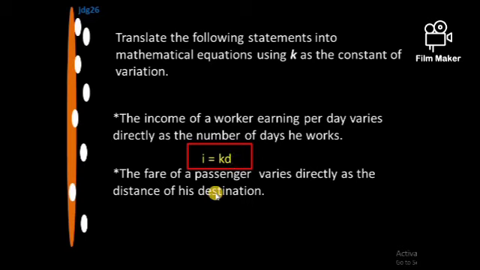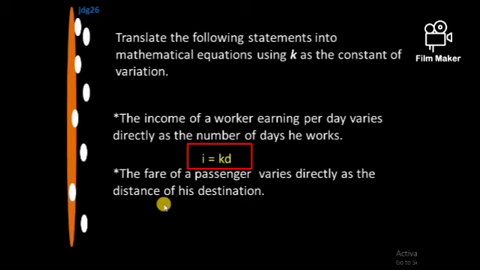How about the second situation? The fare of a passenger varies directly as the distance of his destination. So the clue word, varies directly. It means this is under direct variation. So ano-ano ang mga kailangan natin? Nakita nyo ba? Very good. Fare of a passenger. So i-represent natin yung fare of a passenger as F and the distance of his destination as D. Siyempre, yung fare ay nakadepende sa distance. Kapag mahaba ang distance or kapag mas malayo, mas mahal ang pamasahe.